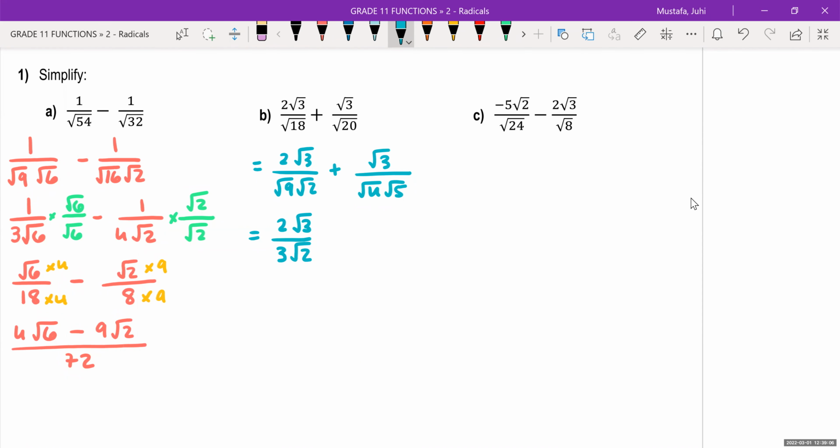Our root 9 is going to become a whole number 3. And then the second fraction will be root 3 over 2 root 5. Okay, now we're going to rationalize. We can't simplify any further. Nothing's really crossing out. This is the most we can do. So we're going to rationalize each fraction. This is going to be multiplied by root 2 over root 2. This is going to be multiplied by root 5 over root 5.